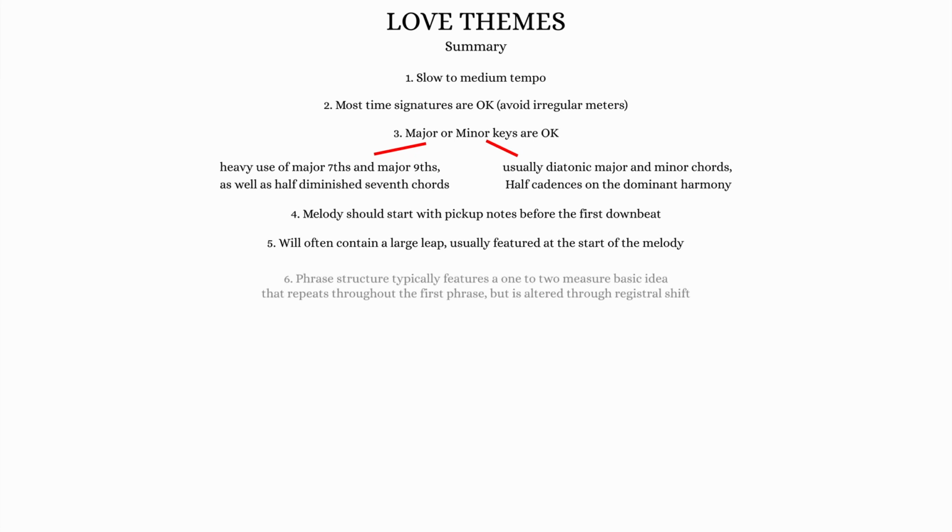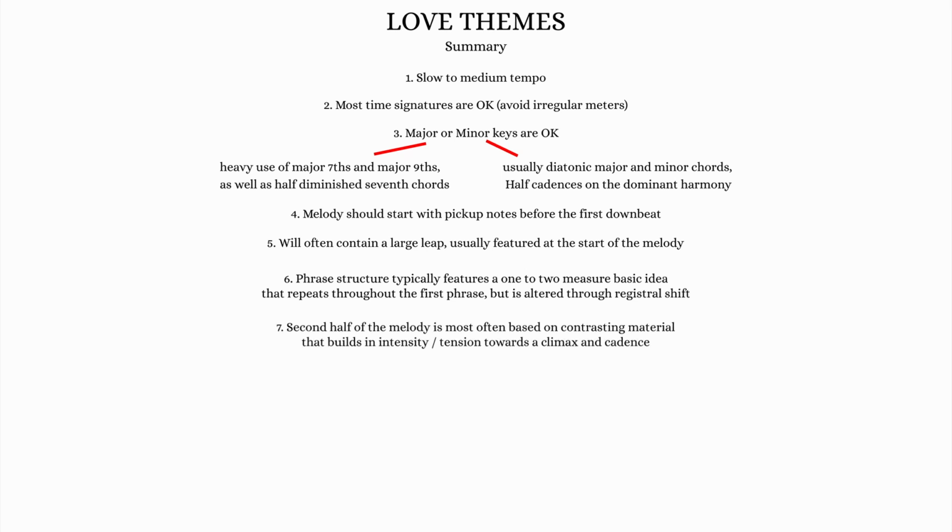Number 6, the first phrase of the melody is typically built from a simple 1 to 2 measure basic idea, and the rest of the first phrase is often built from that very same idea, repeated but shifted registrally. After the first phrase, we typically have contrasting material that builds towards a climax. The contrasting material is sometimes based loosely on the opening basic idea, but typically not in exact version.